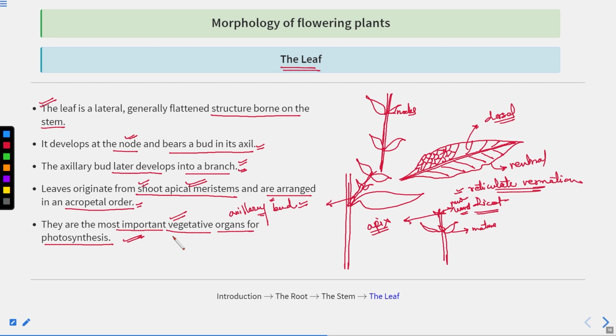Why are the leaves called the most important organ for photosynthesis? Because the leaves have chlorophyll in them. They have chloroplasts, and inside the chloroplast they have chlorophyll, that is the green color pigment. And when this green color pigment absorbs sunlight, that is the process of photosynthesis. It absorbs the sunlight and converts it into organic food. That means chemical energy is converted into organic form. So that is photosynthesis. Okay. So in that way, leaves are very, very important.